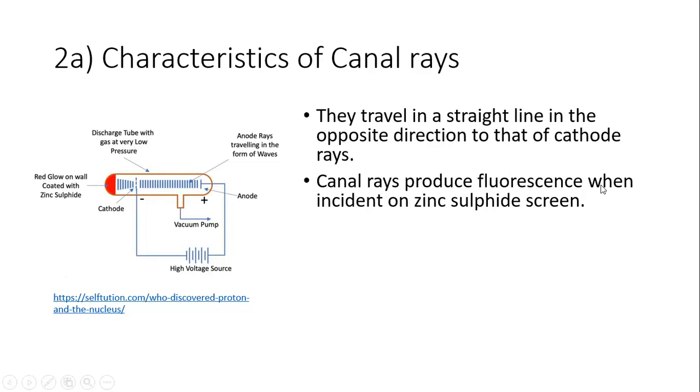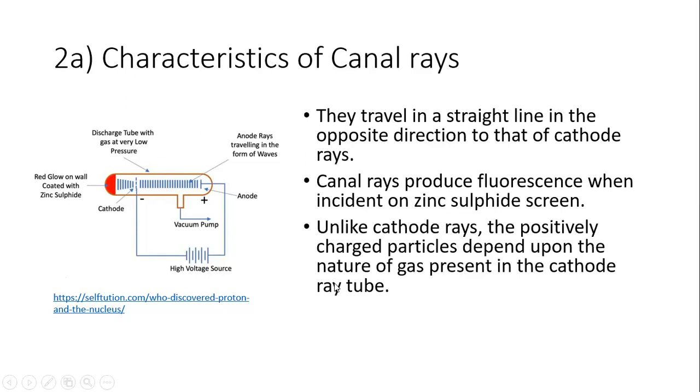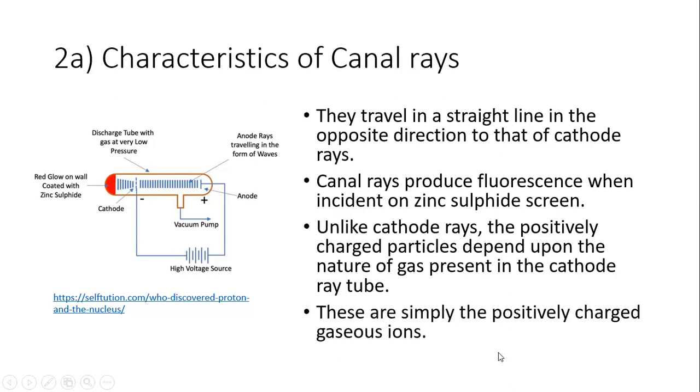They produce fluorescence when incident on zinc sulfide at the back there. Unlike cathode ray, the positive charge particle depends upon the nature of the gas. That means it depends on the type of gas you use here. Then you produce your positive ions here. These are simply the positively charged gaseous ions, right? Not the electron, only one type of electron.